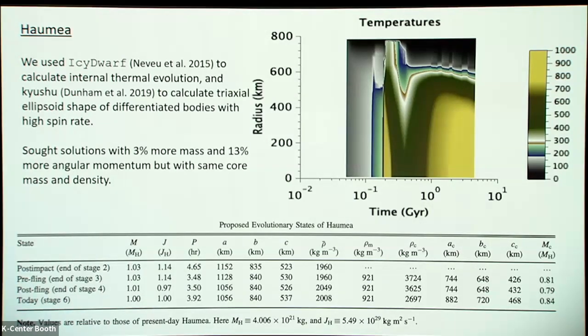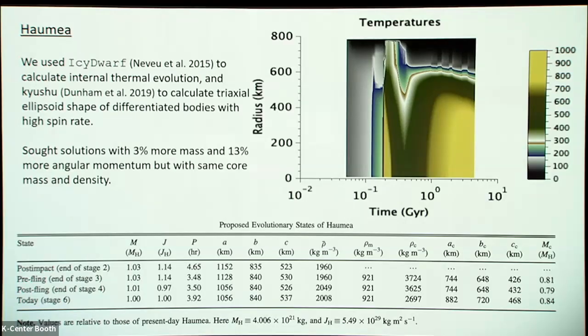And so we were looking for solutions that were like Haumea today, but had 3% more mass to account for the dynamical family members. And when you think about the angular momentum that those objects have as they leave the tips of the triaxial ellipsoid in Haumea, you need to have 13% more angular momentum. So we're wondering if there are states with that much angular momentum and mass. We could start with that much angular momentum and mass, evolve to a point, then remove 3% of the mass and 13% of the angular momentum and evolve to the present day point, and yet have the core be continuous across that.